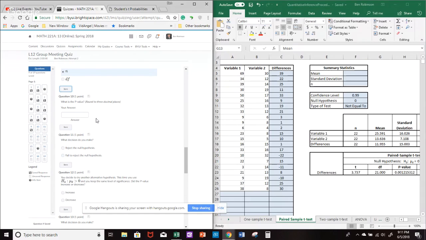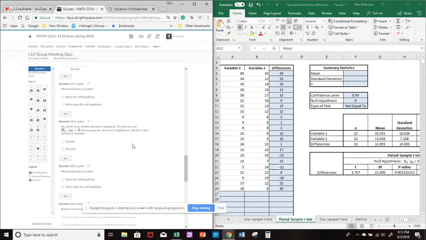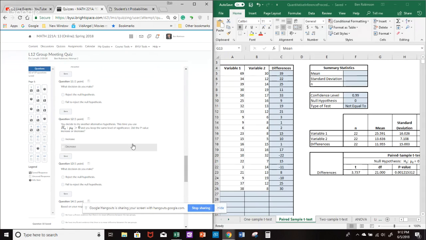The p-value is 0.001. Yes, I agree. Now, what do you make? Since our alpha is 0.01 and our result is less than that value, that's why we reject the null hypothesis, right? Reject, yes. Yep. Okay.